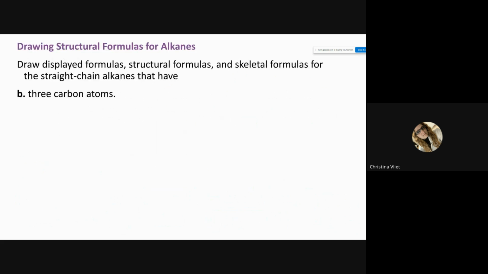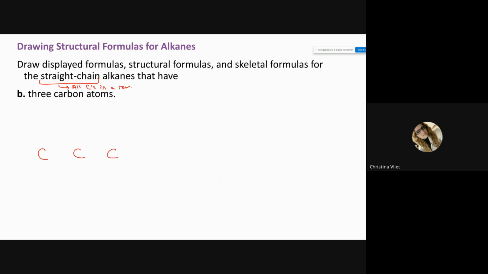Draw the display formula, the structural formula, and the skeletal formula for the straight chain alkane. Straight just means all your carbons are in a row, if you want to write that up. If they say straight chain, this means all carbons in a row that have 3 carbon atoms. So how would we write the display formula for an alkane that has 3 carbon atoms? What will we start by writing? Go ahead, Arista. 3 carbons.